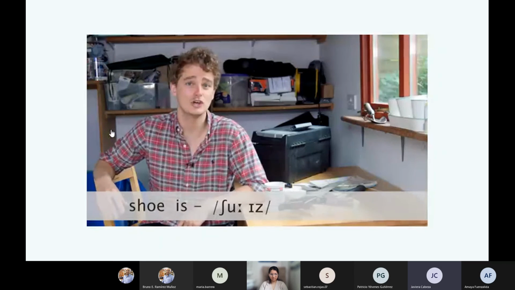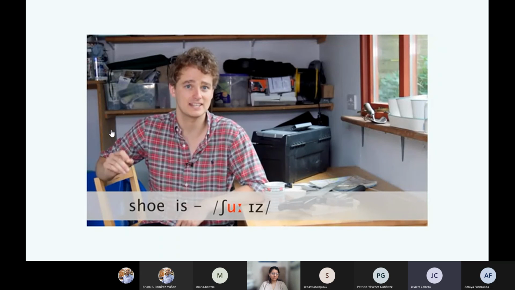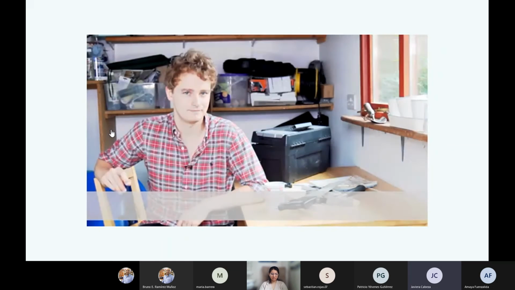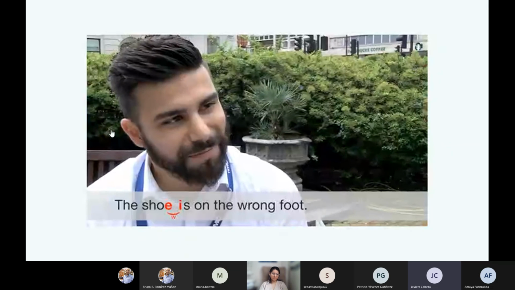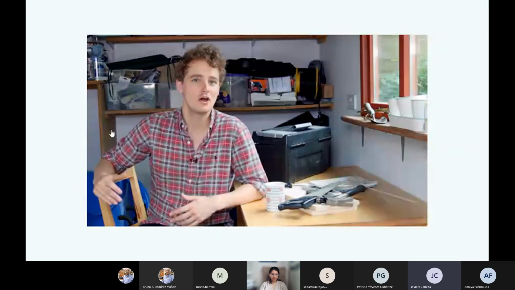Shoe ends in the sound oo, and is begins with the sound I. But can you hear another sound linking them together? Have another listen. The shoe is on the other foot. The shoe is on the wrong foot.